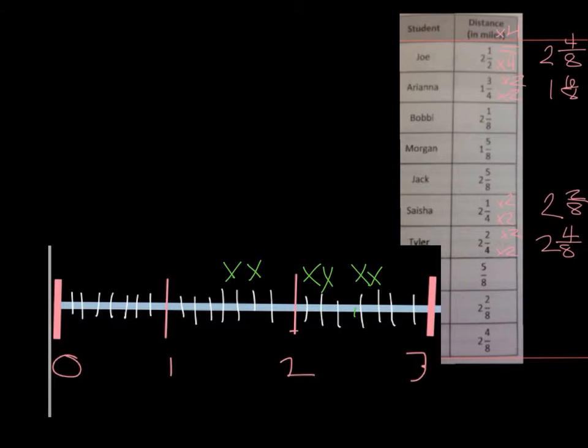2 4/8. 5/8. 2 2/8. So now there's already an X there. If that is the case, you just put another one on top of that X. And then 2 4/8. Same thing. You just put an X on top of the one that's already there. Now we have plotted all of our data points.